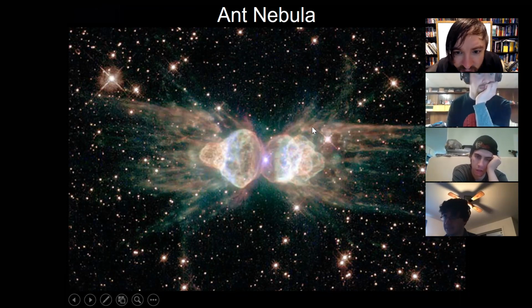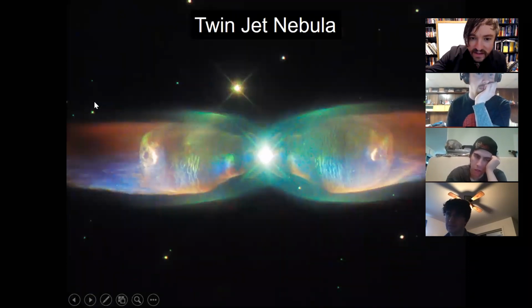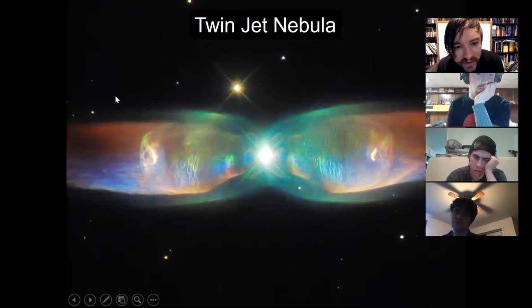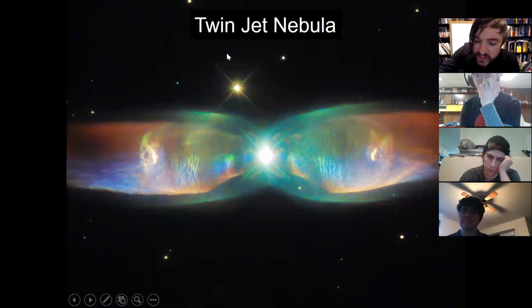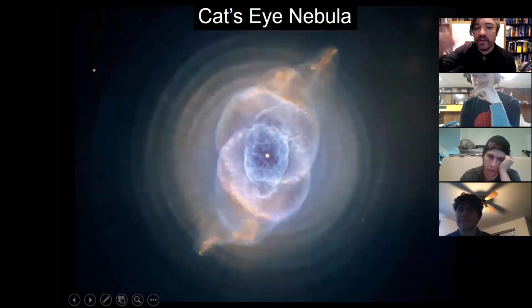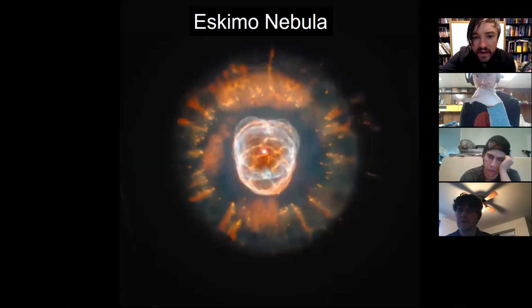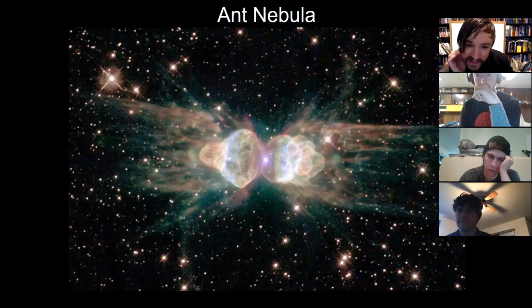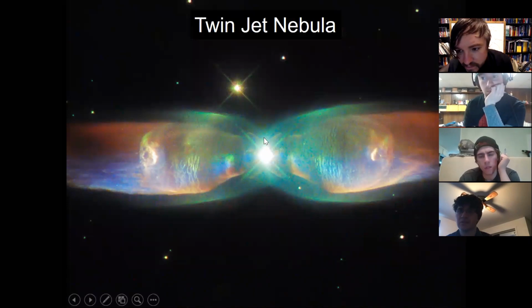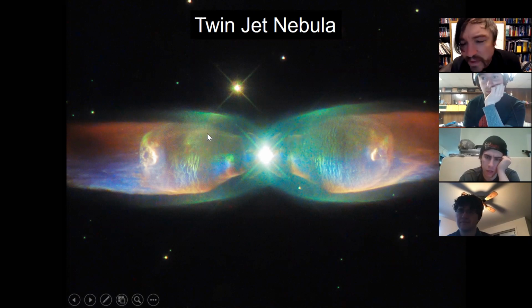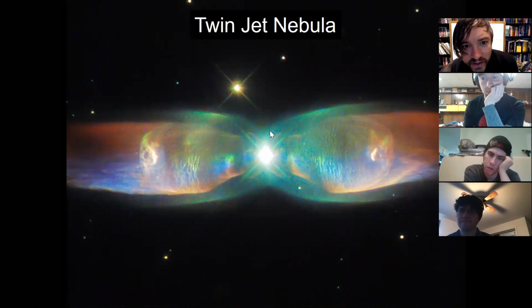Can you guys hypothesize what might be causing these sort of hourglass shapes that you see in the Twin Jet Nebula? I can understand a star puffing apart in a circular fashion, right? Like the Ring Nebula. But why do you think these stars might be sort of pushing apart in this way? Is it because of magnetic field? That's probably the first good answer. I mean, if you think about it, you can actually almost see a dipole. You can see the shape of the dipole right there, right?